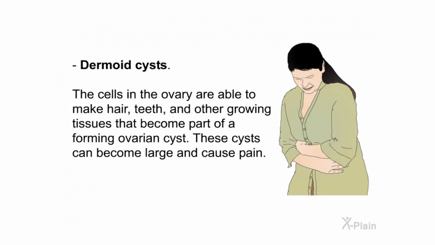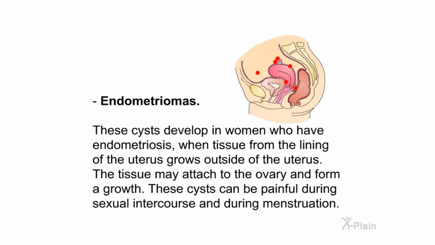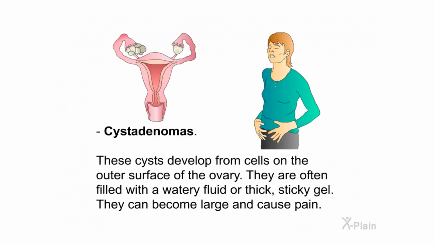Dermoid cysts. The cells in the ovary are able to make hair, teeth, and other growing tissues that become part of a forming ovarian cyst. These cysts can become large and cause pain. Endometriomas. These cysts develop in women who have endometriosis, when tissue from the lining of the uterus grows outside of the uterus. The tissue may attach to the ovary and form a growth. These cysts can be painful during sexual intercourse and during menstruation.